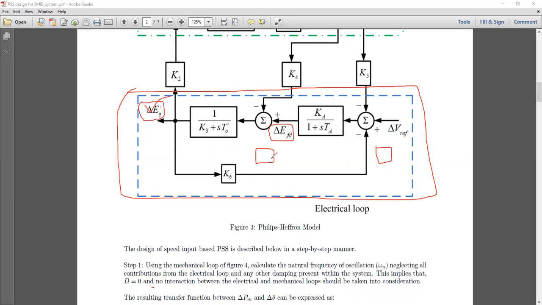So you see in the electrical loop, both the outputs are of electrical nature. Delta EFD, this is the field excitation voltage deviation, and delta EQ dash, this is the transient Q axis internal voltage deviation. So both of these two outputs belong to electrical quantities. So this is the electrical loop, the blue dotted one, and the upper one is the mechanical loop.